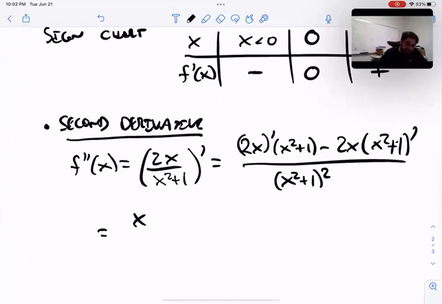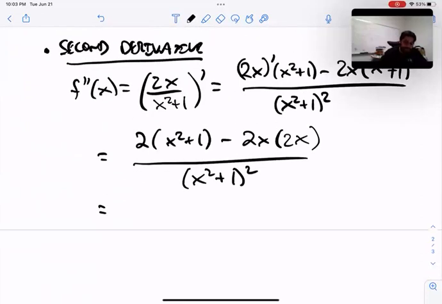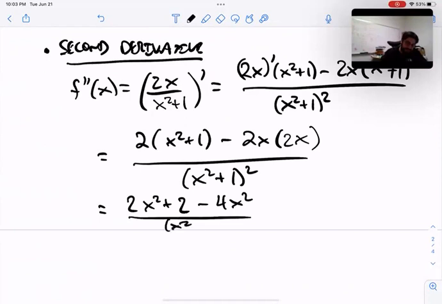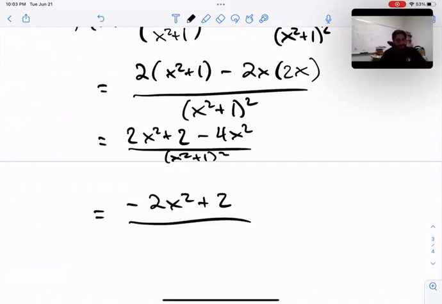I get x times, 2 times x squared plus 1 minus 2x times 2x all over x squared plus 1 squared, which, if we clean this up, becomes 2x squared plus 2 minus 4x squared, again, over x squared plus 1 squared. So I get negative 2x squared plus 2, right, when I combine like terms on those x squared terms. This then still has the same denominator.